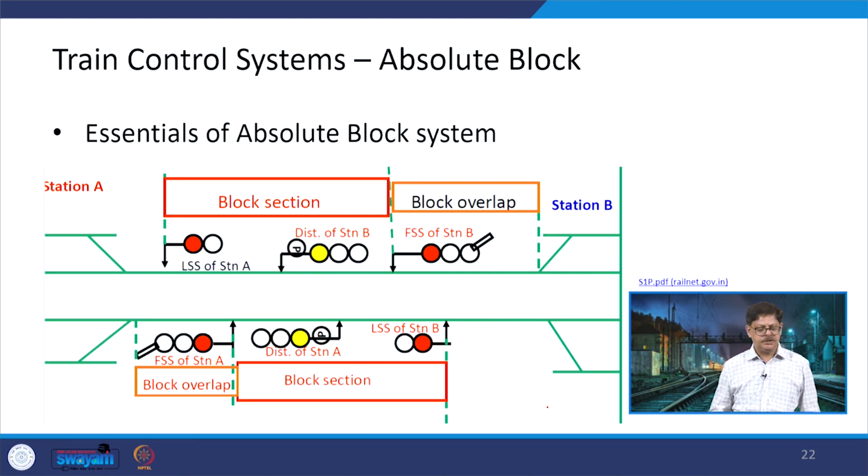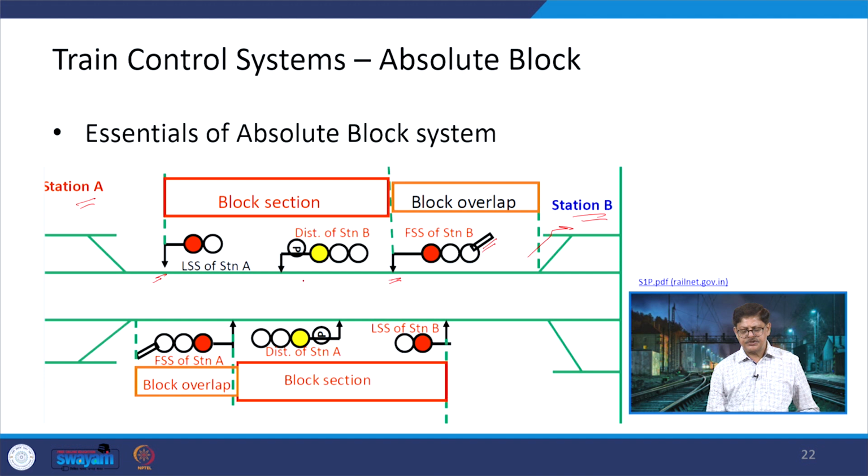So, here you can see that there is a station A, there is a station B. The block section and the block overlaps are being defined. This is the last stop signal of station A. This is the first stop signal of station B, which is trying to set the direction in which the train is going to move. So, it says that the train has to be taken on the loop line here.